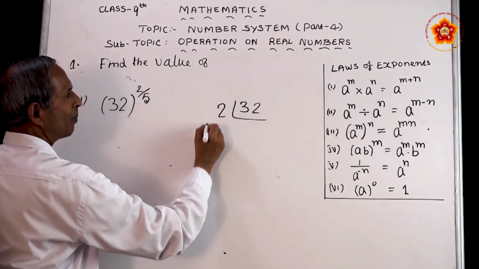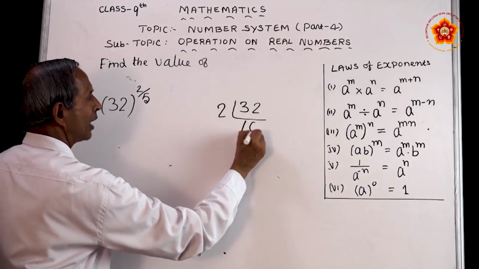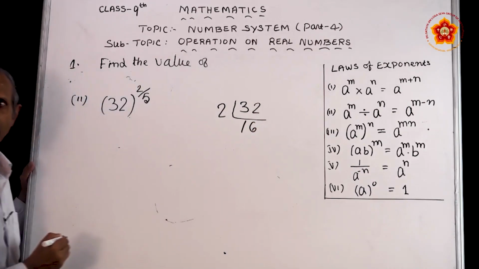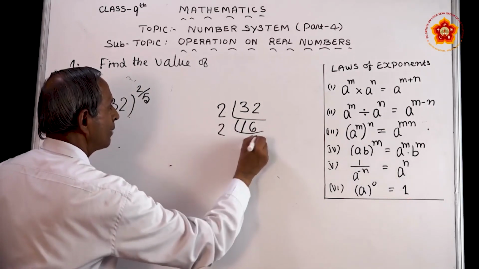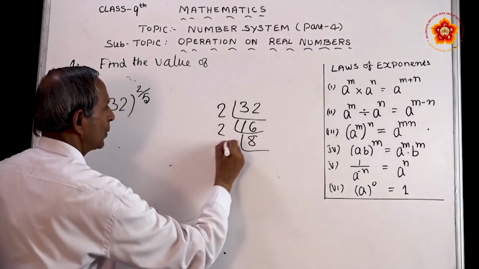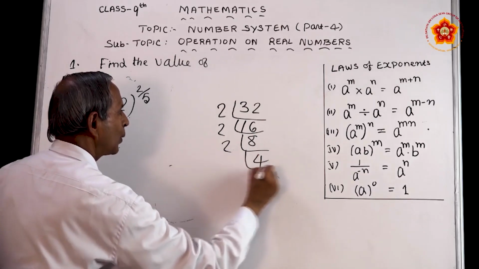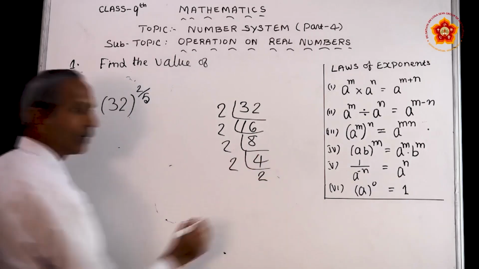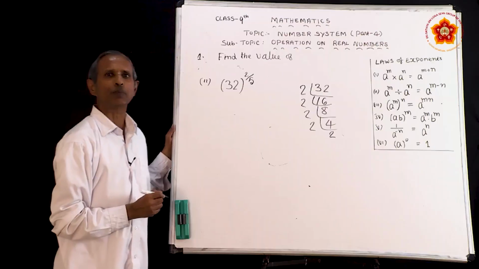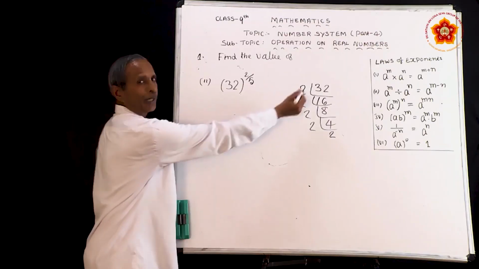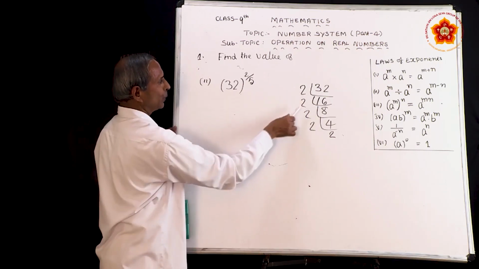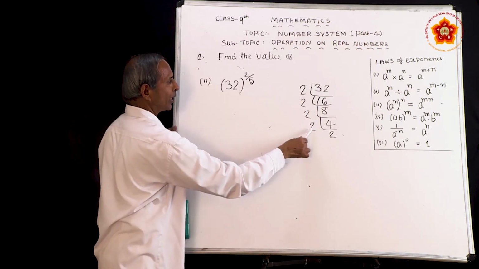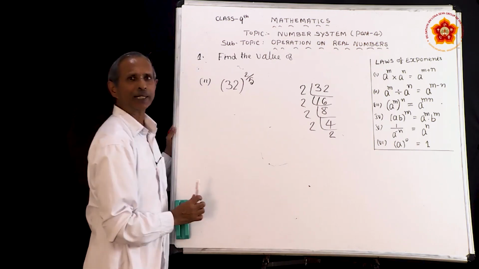Now, if you divide by 2, you will get 16 as the quotient. Once again, divide 16 by 2. It goes 8 times. Similarly, continue. 2 fours are 8, 2 twos are 4. Now, you have to count how many times 2 is repeating. Count: 1 time, 2 times, 3 times, 4 times, 5 times, 2 is repeating.